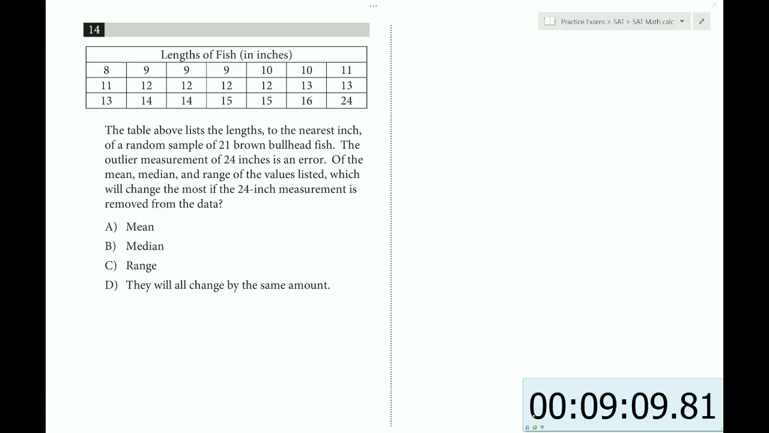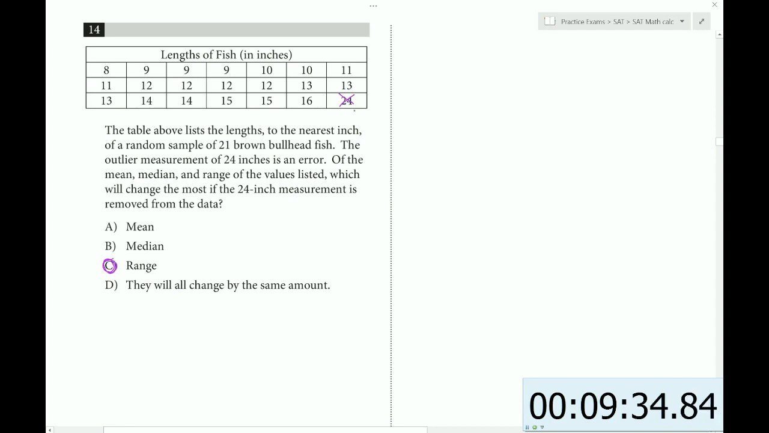So the table above lists the lengths to the nearest inch of a random sample of 21 brown bullhead fish. The outlier measurement of 24 is an error. Of the mean, median, and range values listed, which will change the most if a 24-inch measurement is removed from the data? Okay, so this is a bit of a conceptual question.